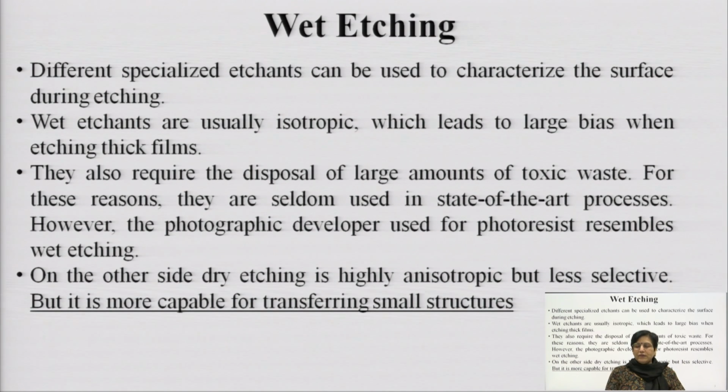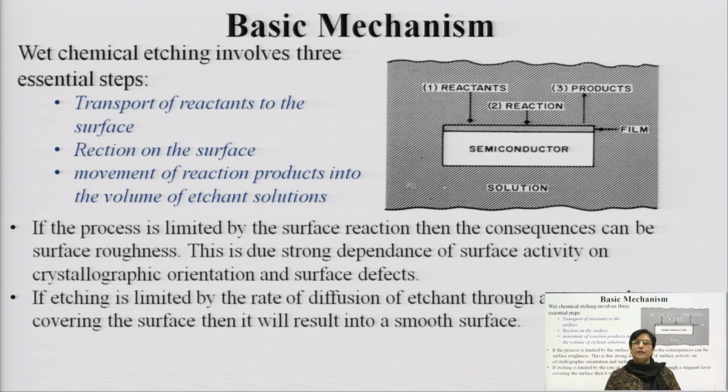That was all about wet chemical etching. If you see dry etching on the other hand, it is highly anisotropic, but it is less selective. We are going to see what these terminologies mean, and then you will be able to correlate them better. But remember that it has a greater ability to etch away smaller structures, and therefore in miniaturization geometries or miniaturized devices, this is very useful, and dry etching is always preferred.